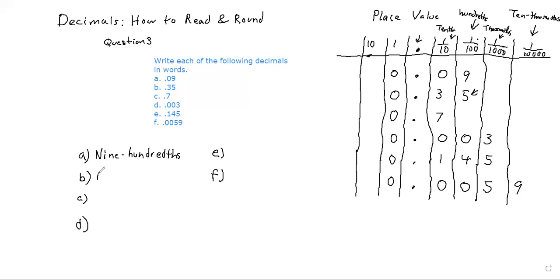So that's going to be 35 hundredths, because we always go according to the place value of the last digit. That's where the name comes from. Now we look at the next one, C, which is 0.7. We write that in the place value table. We see the 7 is in the tenths column. So that's going to be 7, and then the place value for this, tenths, so we're going to call it 7 tenths.